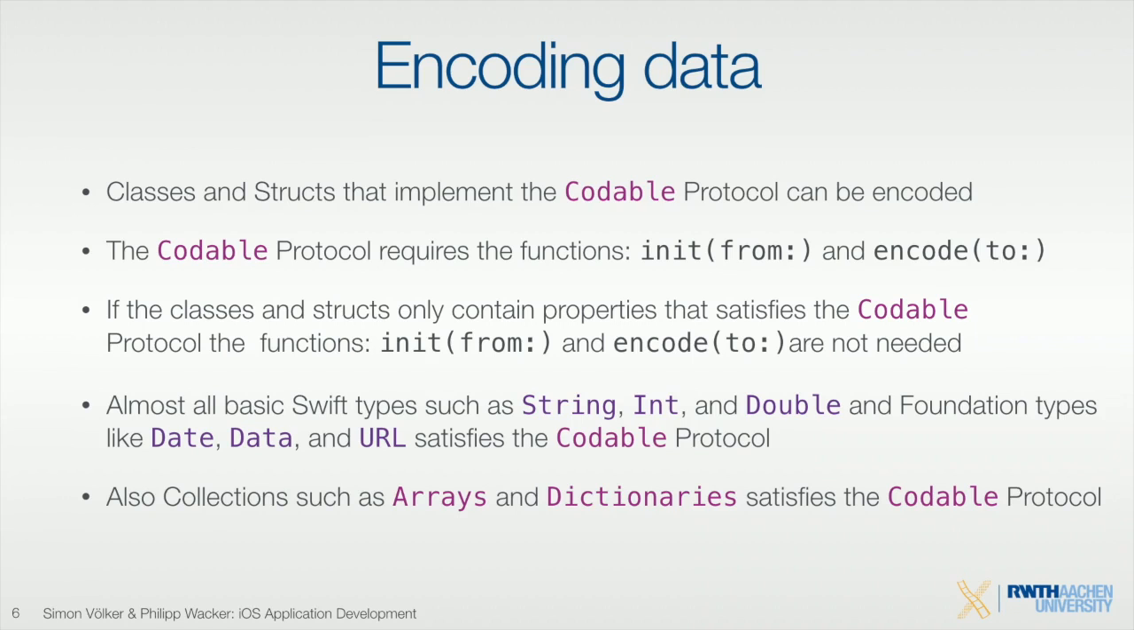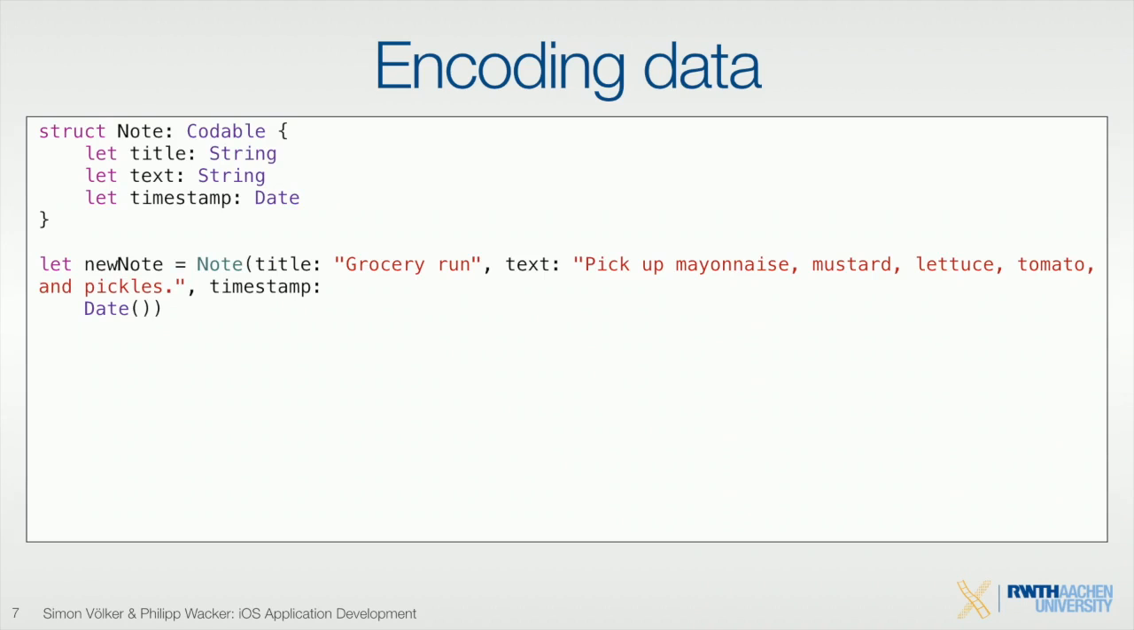So let's have a look at a basic demo of how it looks. Let's say we have a structure which is a node, and it has a title, a text, and a timestamp. What I have to do to make it Codable is just add the Codable protocol in there. That's all I need to do. I don't have to implement any other function to make it encodable.